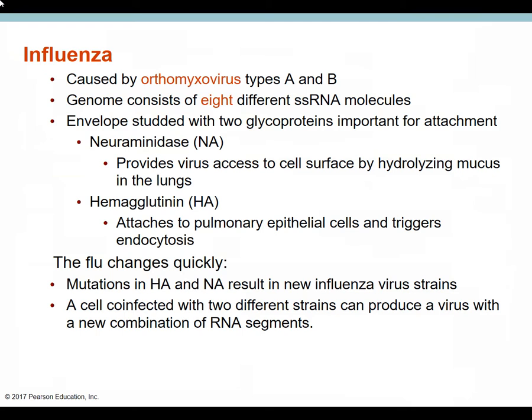Oh, I forgot. Influenza is the last one. Influenza is interesting because it has a segmented genome. It has 8 single-stranded RNA molecules in each virion, or viral particle.